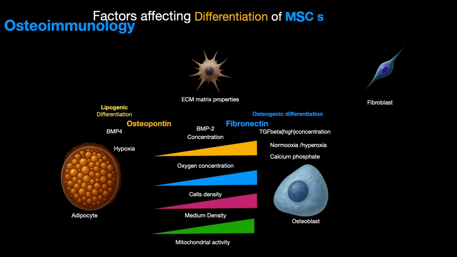Calcium phosphates, normoxia or hyperoxia, or TGF beta in high concentration. So an anti-inflammatory environment.